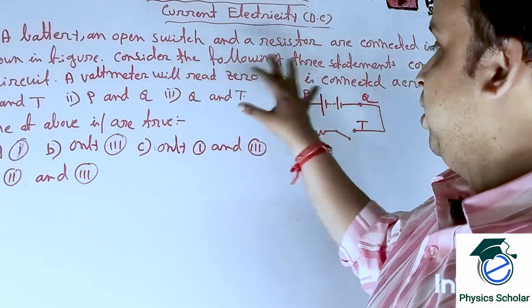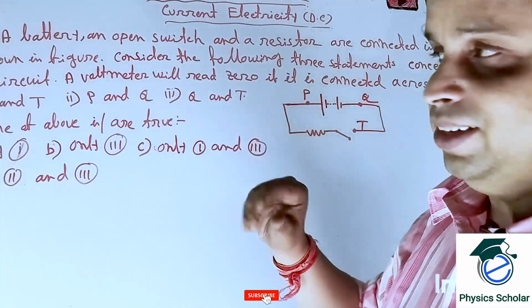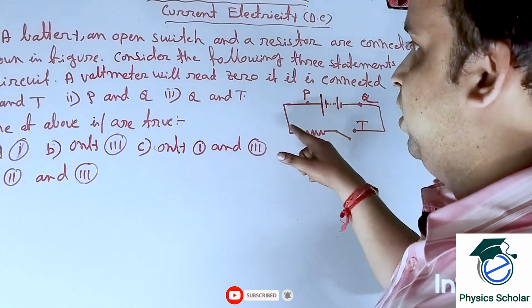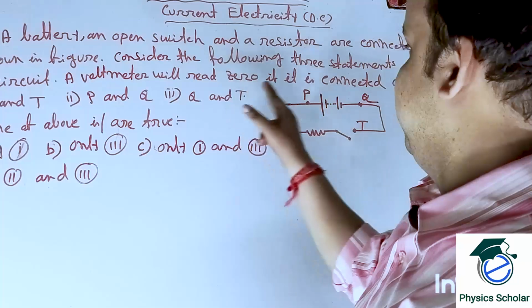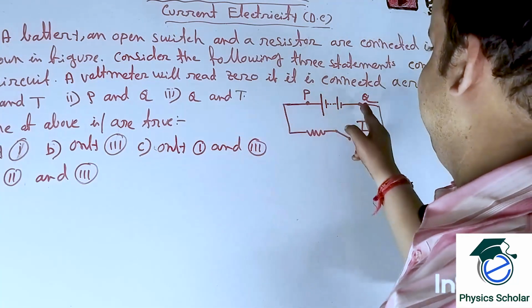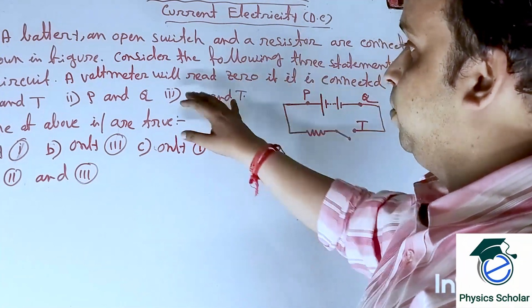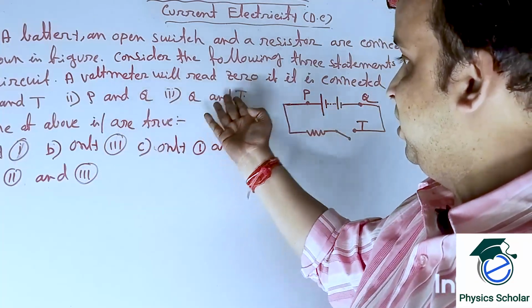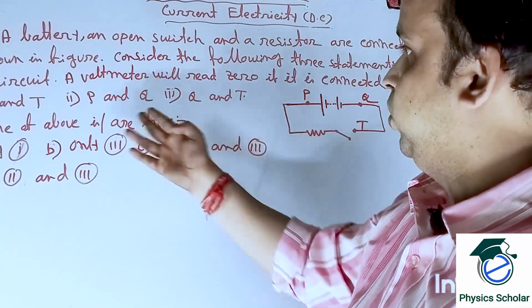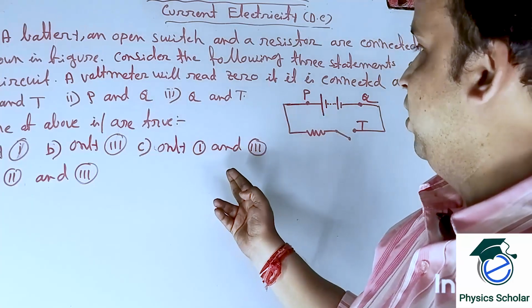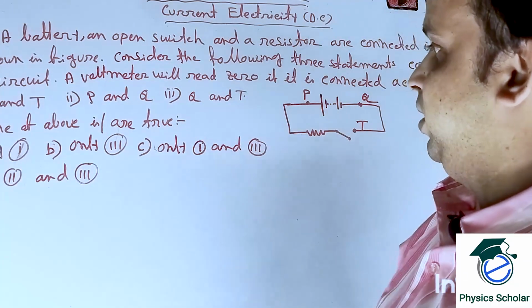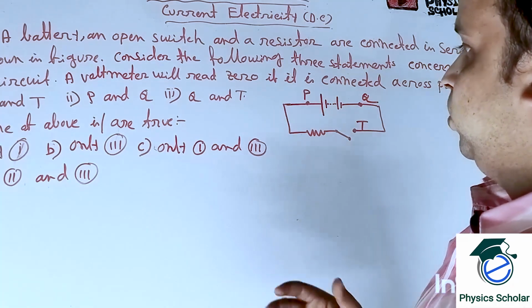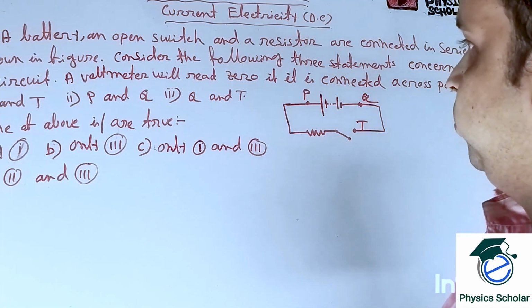So when will the voltmeter give 0 reading? When it is connected across P and T, P and Q, and T. Which statements are correct? Only statement 1 is correct, only statement 3 is correct, only 1 and 2 are correct, or 1, 2 and 3 are correct. That we have to find out.